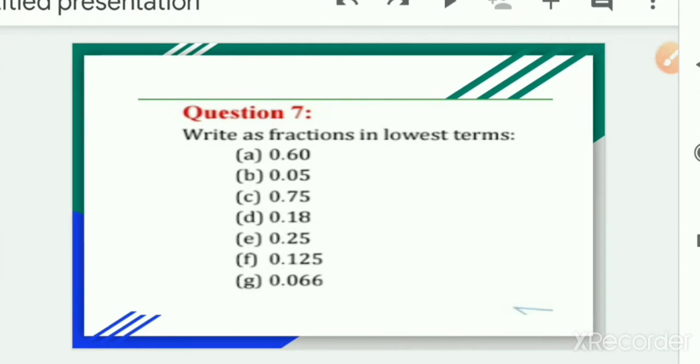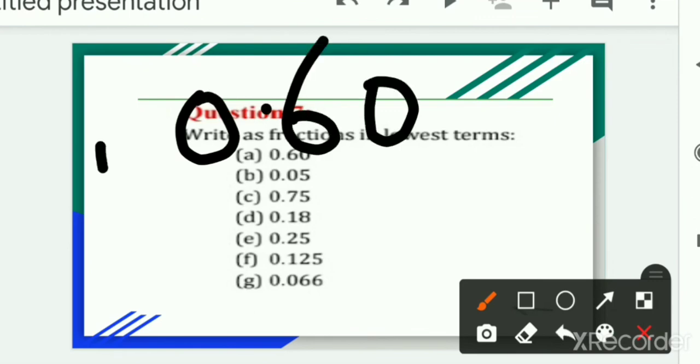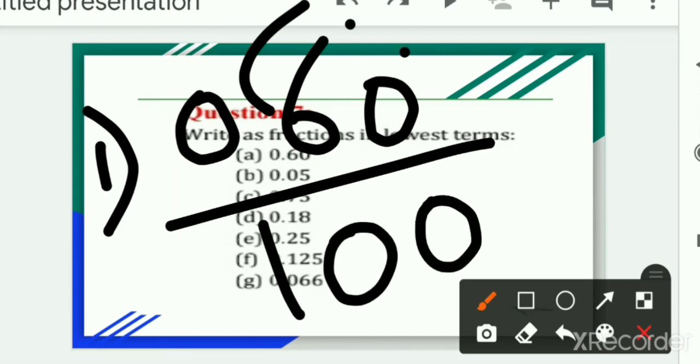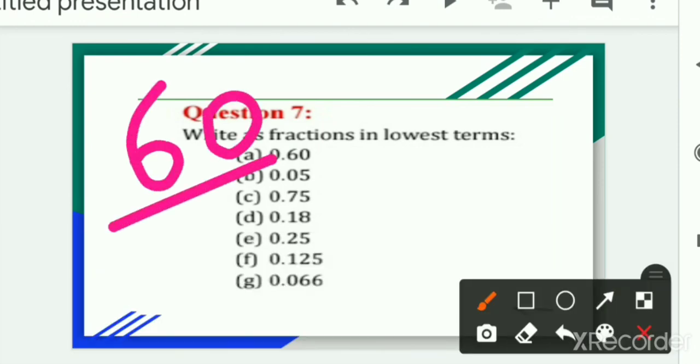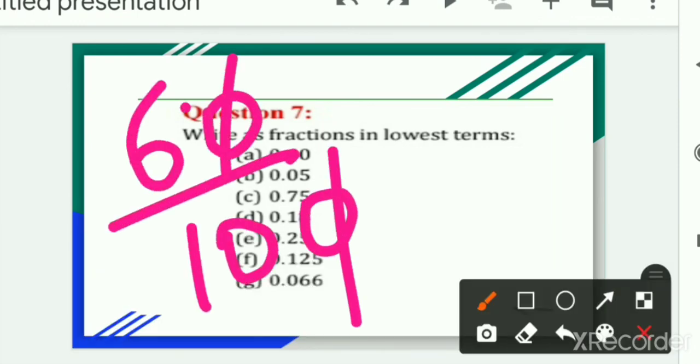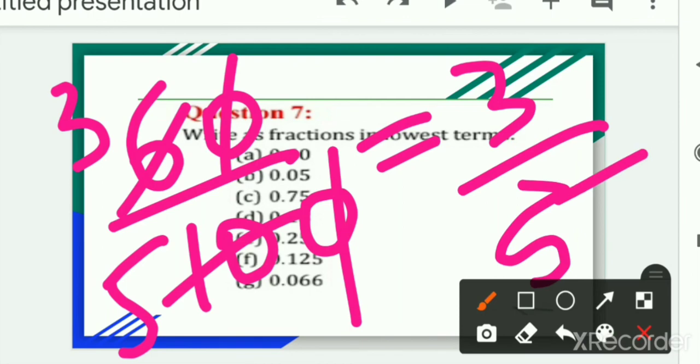Now moving to the last question, we have: write as fractions in lowest terms. You have to represent them in lowest terms, like we have 0.60. This is the first one. So how will we represent? We will remove its decimal point and we will add zeros. After the decimal point, how many digits are here? 1 and 2. So only 2 zeros we will add. So it has become 60 upon 100. Zero cancels zero. 2 threes are 6 and 2 fives are 10. So it will become 3 upon 5.